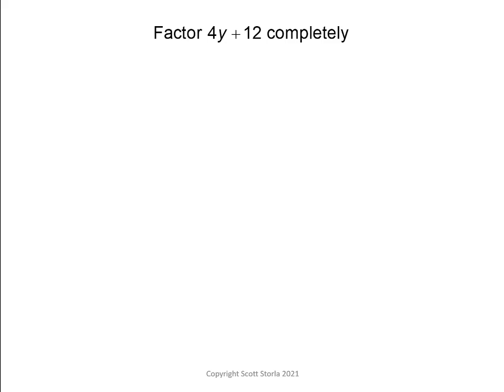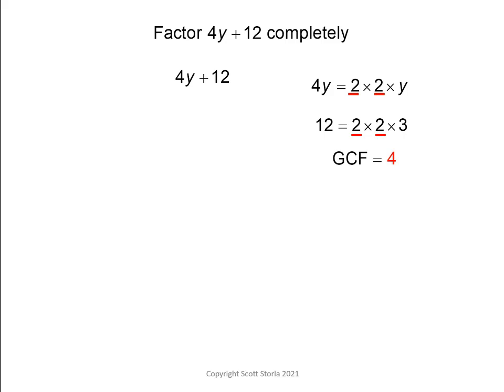I'll do this first one using a problem we just saw a couple minutes ago. The first thing I have to do is figure out the GCF, and as we saw, that's going to be a factor of 4. Now I go to my original polynomial and I think of each term as a product where one of the factors is 4. For the first term it's going to be 4 times y. For the second it's going to be 4 times 3.